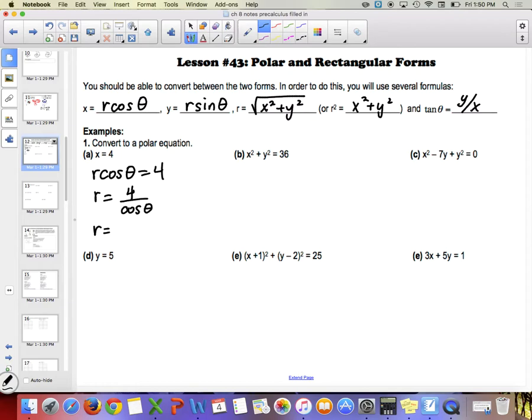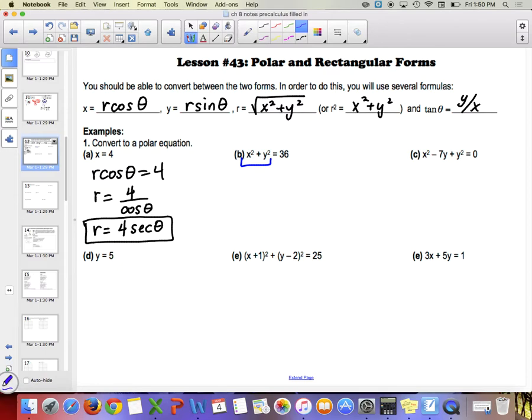How do you think that we write that? 4 secant of theta. That's it. Can you all do that? You're like, whoa, this is easy. 1 over cosine is secant. Remember first semester stuff.